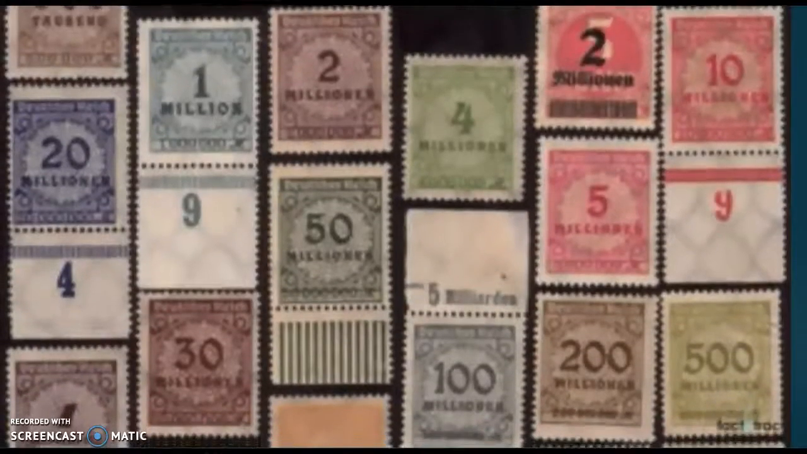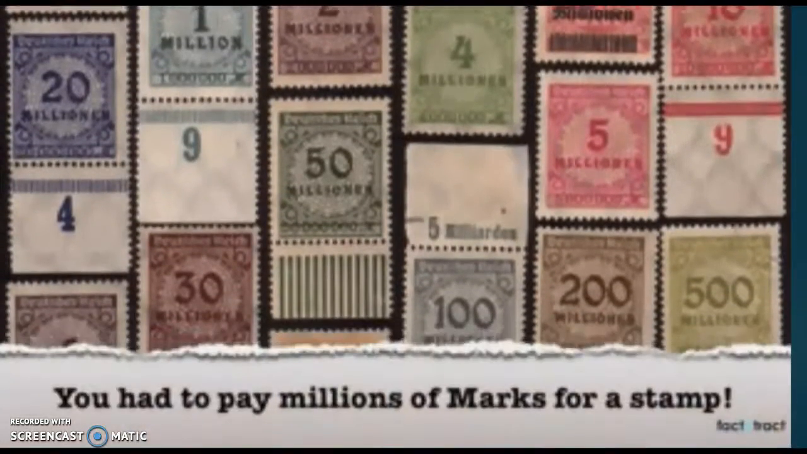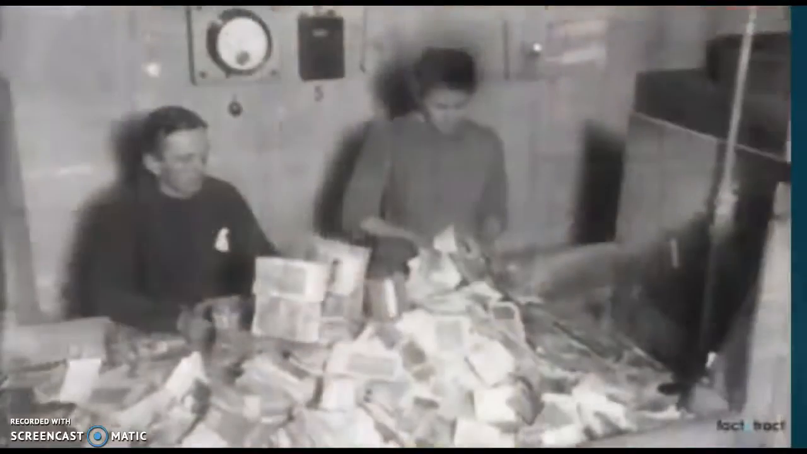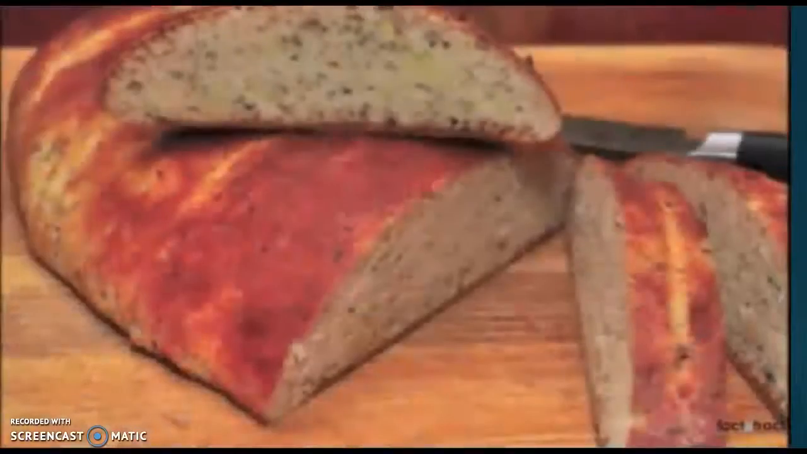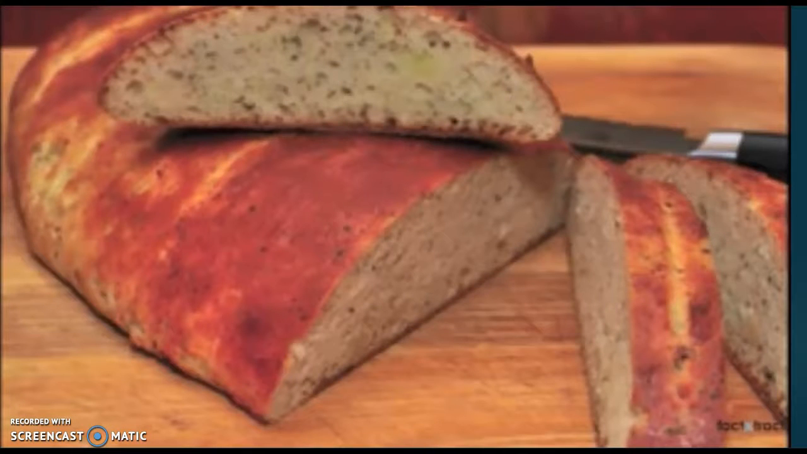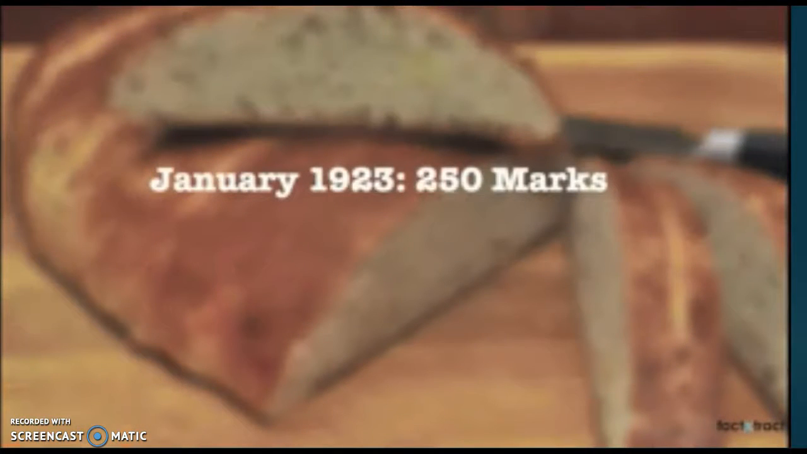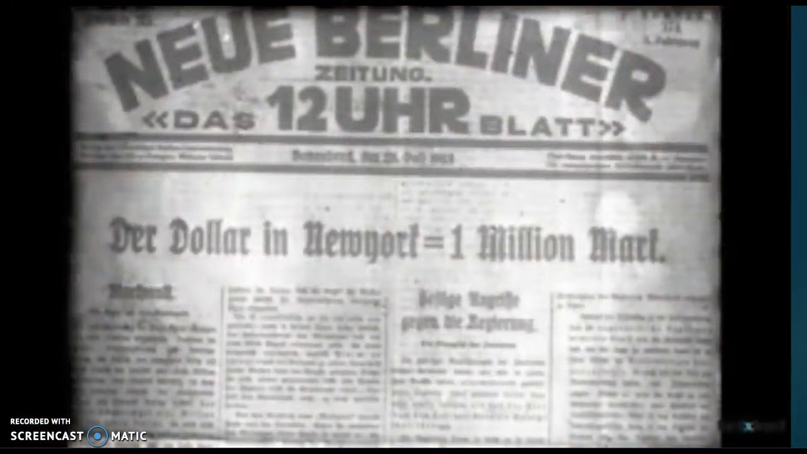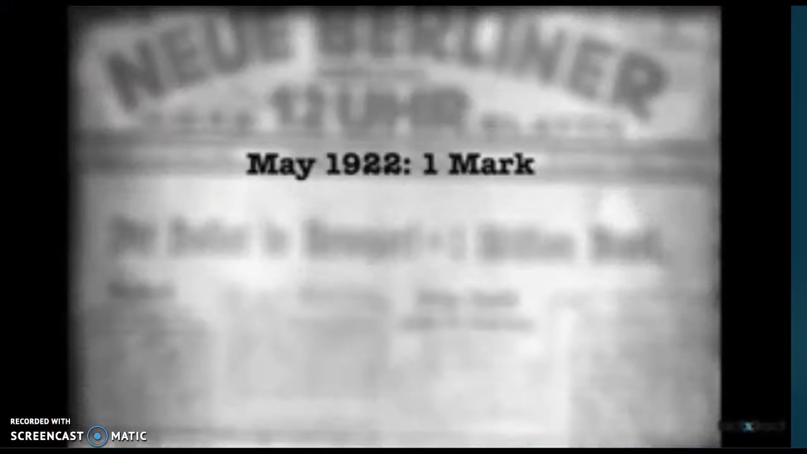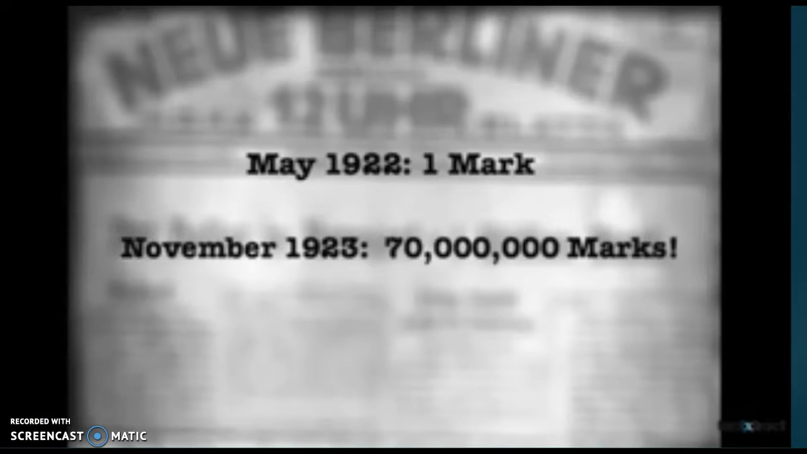The prices went up so much that people were forced to spend billions of marks for daily items and were dizzied by the amount of zeros involved. As an example, a loaf of bread which cost 250 marks in January 1923 rose to 200,000 million marks in November of 1923. Or a newspaper that was sold for 1 mark in May 1922 had a price tag of 70 million marks in November 1923.